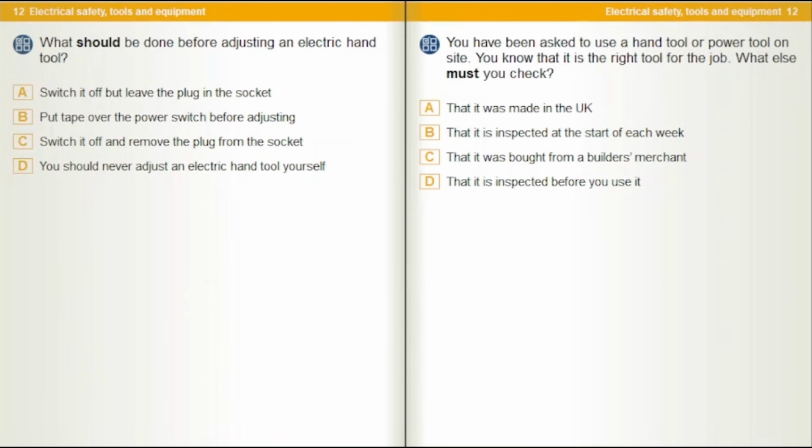You have been asked to use a hand tool or power tool on site. You know that it is the right tool for the job. What else must you check? That it was made in the UK. That it is inspected at the start of each week. That it was bought from a builder's merchant. That it is inspected before you use it.